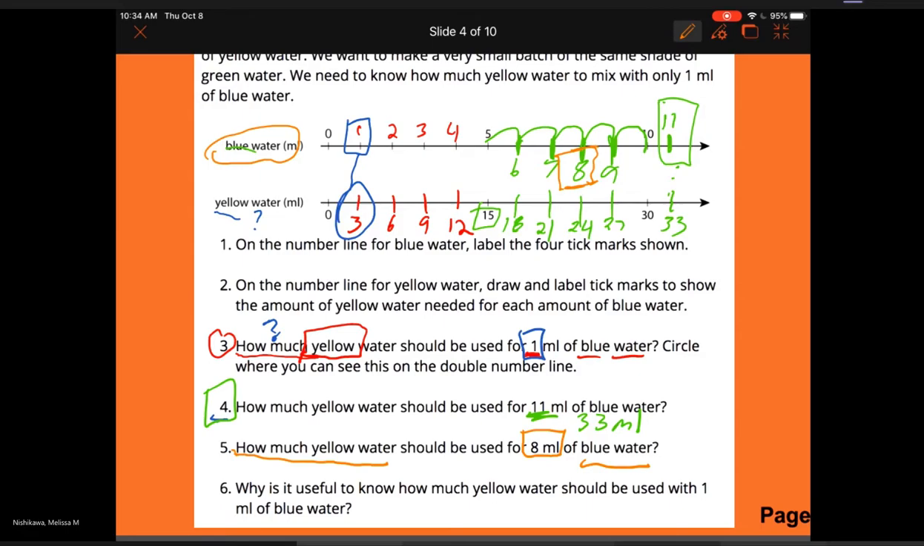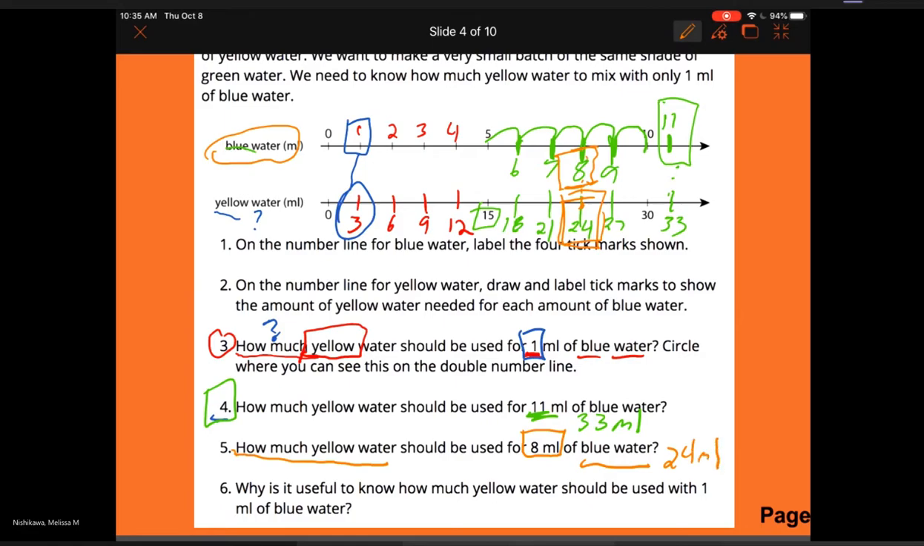So for those of you that are still working on it, try to keep yourself on mute so we don't have an echo. So the answer is 24. So if you look directly under, the matching batch for the yellow water is 24. So our answer would be 24 milliliters.